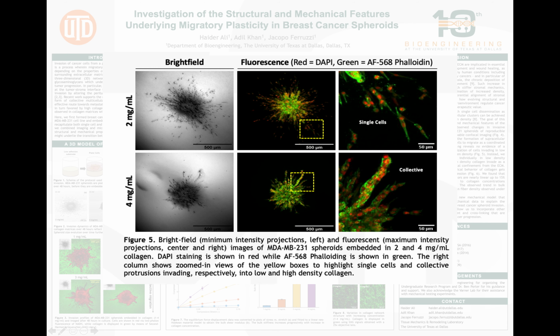A recent study by Grosser et al. has proposed that the formation of a supracellular actin cortex can allow a cluster of cells to migrate as a collective unit. However, we show through F-actin staining that there is no evidence of a difference in the cytoskeletal organization of cells invading in low and high collagen densities. In the figure, you can see that AF568 phalloidin, which is our F-actin stain, is in green.